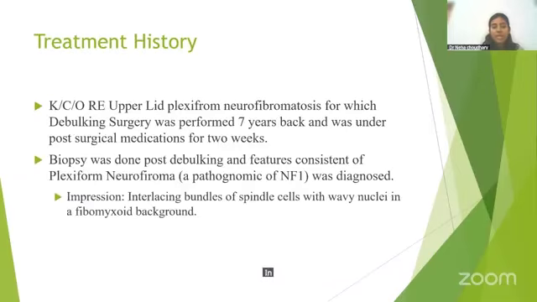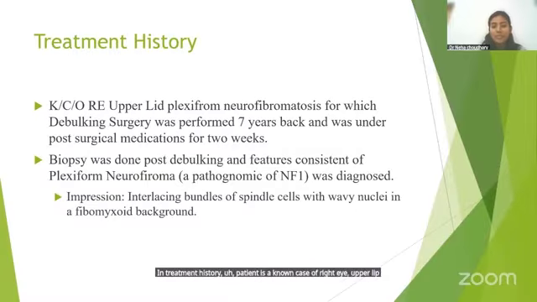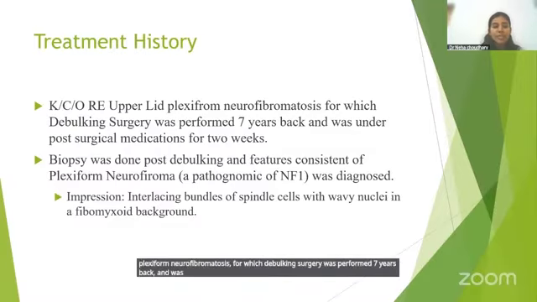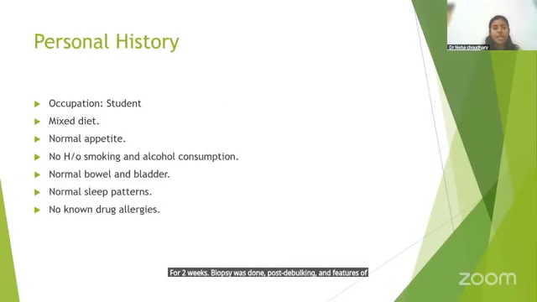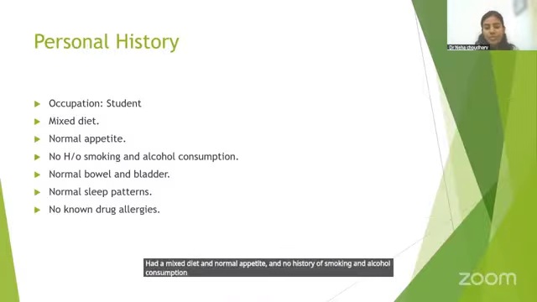In treatment history, patient is a known case of right eye upper lid plexiform neurofibromatosis, for which debulking surgery was performed 7 years back and was under post-surgical medication for 2 weeks. Biopsy was done post debulking and features of plexiform neurofibroma were diagnosed. In personal history, my patient was a student. He had a mixed diet and normal appetite, and no history of smoking and alcohol consumption was present.